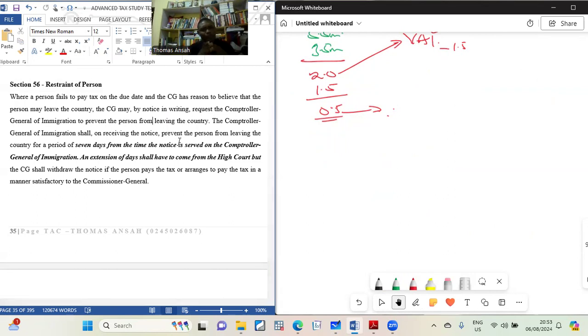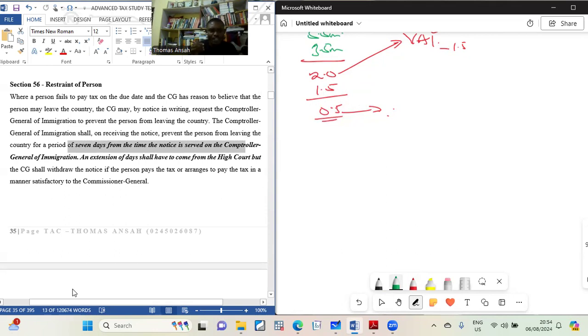Now, what happens is that he can stop you from leaving through the Comptroller General of Immigration. He will send a letter to the Comptroller General that, please, don't let this guy leave the shores of the country. And he can do that for how long? 7 days. But he can extend it.